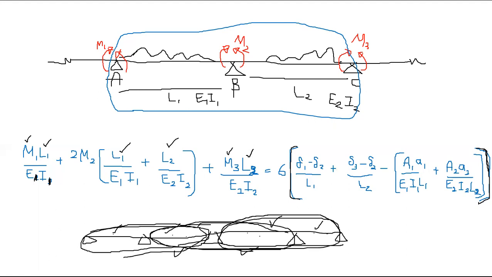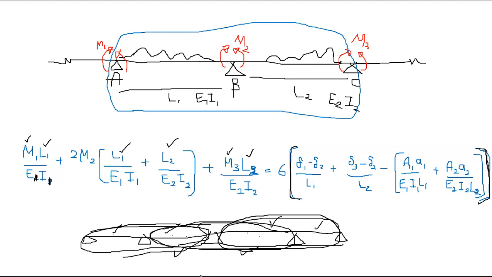Delta 1 is the support settlement, right? If you don't have any settlement, that's 0. If you don't have any settlement at M2, that's 0. Likewise, delta 3 is the support settlement. Delta is the settlement at the support, right? So just look at this. Delta 1 minus delta 2 will give you the relative displacement, right? Relative displacement divided by the length of that span, right?